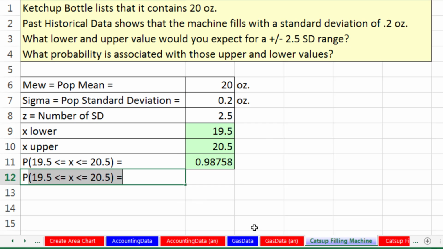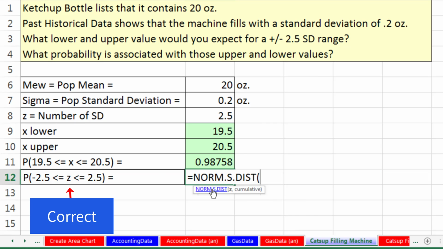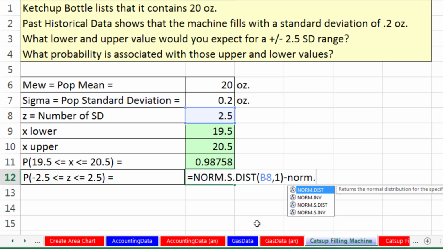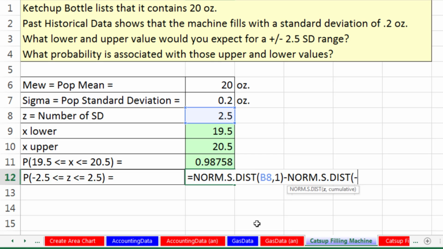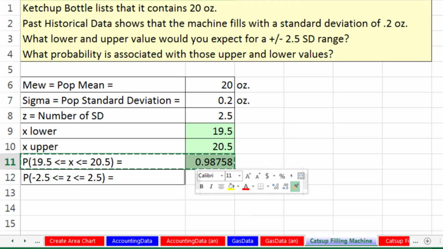Now, if we didn't have to calculate the lower and the upper as part of our question here, we could have simply asked the probability of getting minus 2.5 standard deviations, and x has to be greater than or equal to and less than or equal to positive 2.5 standard deviations. Well, the probability of that could have used NORM.S.DIST. That just needs the z. So on the upper end is our 2.5, comma, 1 for cumulative, minus NORM.S.DIST, and then minus 2.5, comma, 1, close parentheses. And when I enter, I get exactly the same thing. I'm going to highlight these two cells, right-click Format Painter, and boop.